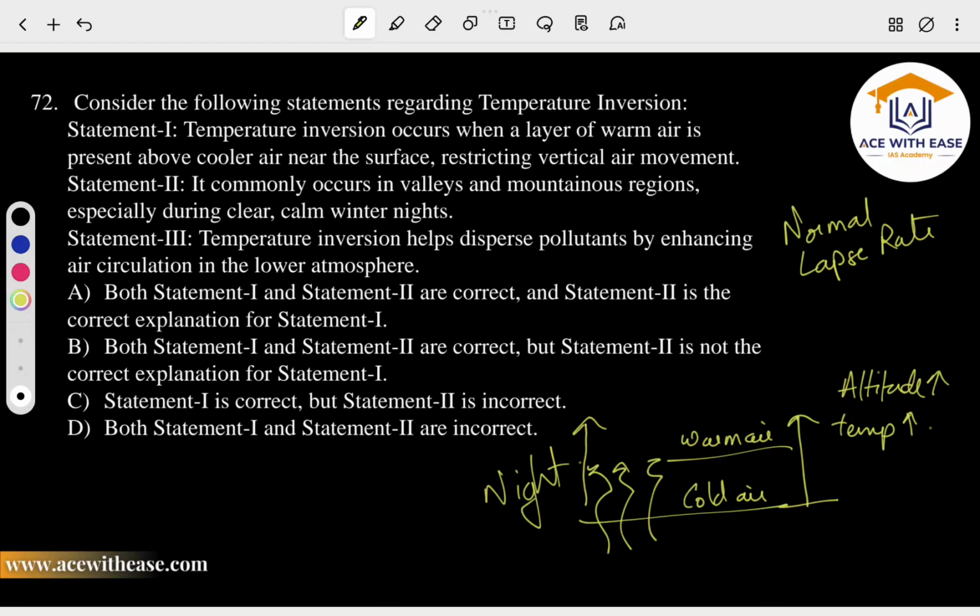Now in normal lapse rate we have read that as the altitude increases, we find the temperature is decreasing. So this is where we have the temperature inversion that has been present. So here first statement that's been there. Second, it commonly occurs in the valleys and mountain region, especially during the clear, calm winter nights. So both are the correct statements, and the second does not explain statement 1.